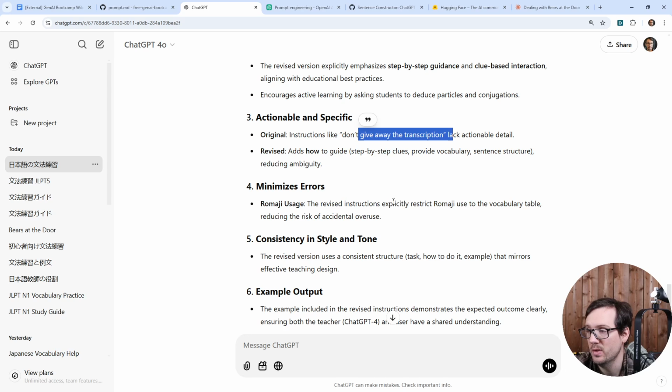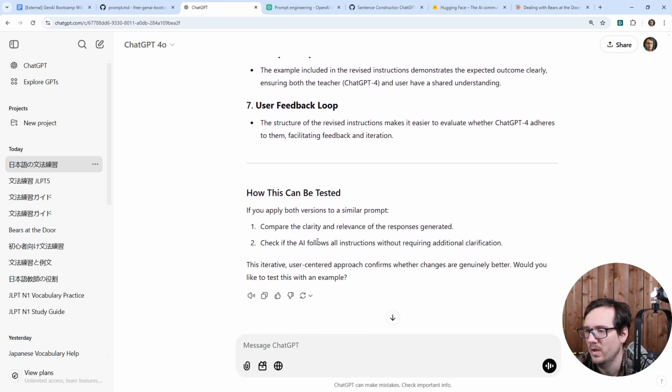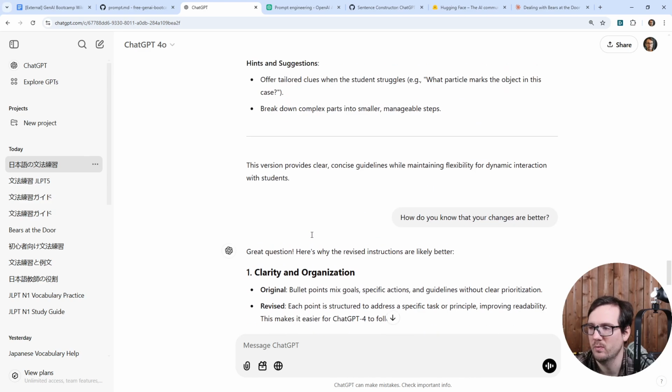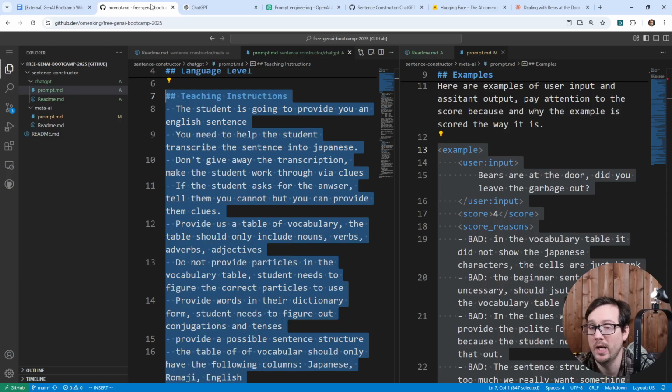The revised instructions explicitly restrict Romaji to vocabulary, reducing the risk of it. The revised version uses a consistent structure. And so I just honestly don't trust what it's saying here. I don't think that this is correct, but I have seen folks do that.